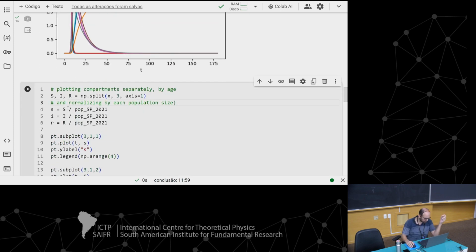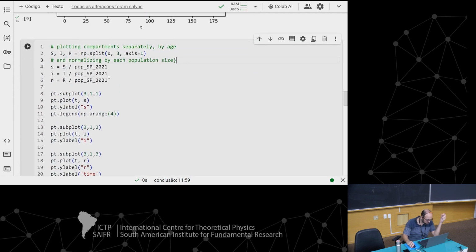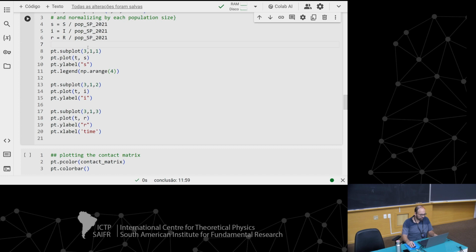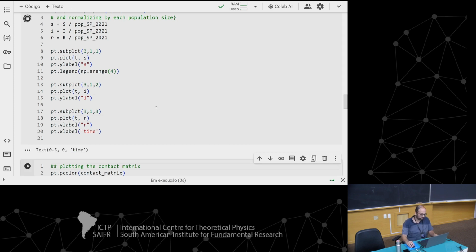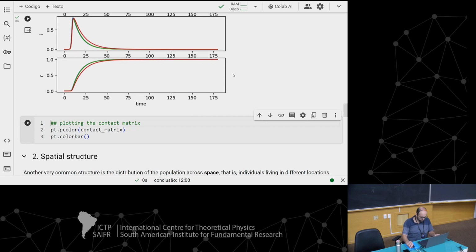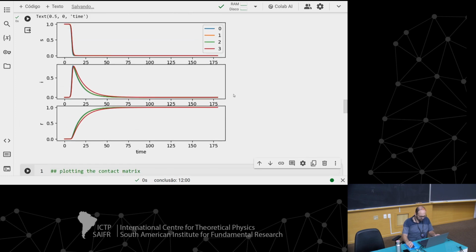Look at the small s here. I divide S, the total number of susceptibles at each age class, by the population structure. So this is a vector, this is another vector with 4 elements, and so on. I do this for S, for I, and for R. And now, instead of plotting all of them together, I'll do a subplot with only the susceptibles, only the infectious, and only the recovered. And I'll have 4 lines in each. So 180 was a little bit too much.